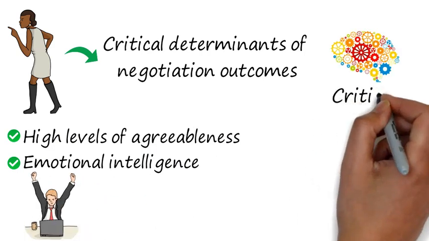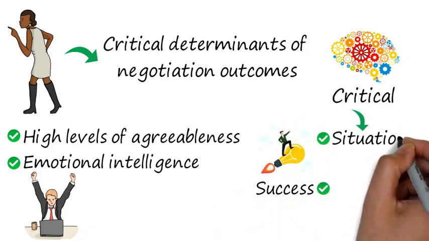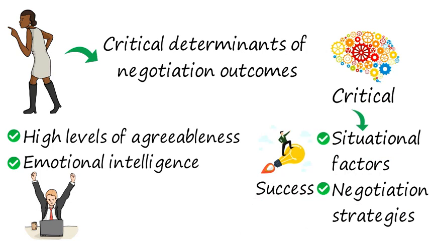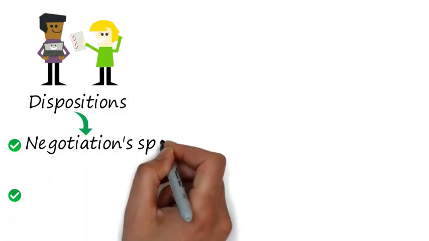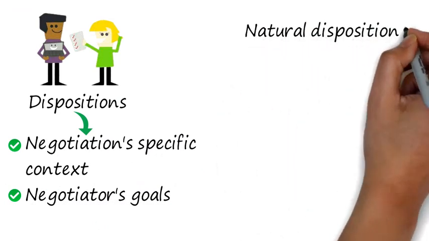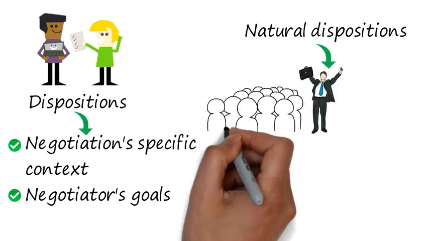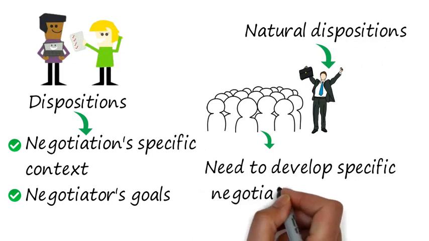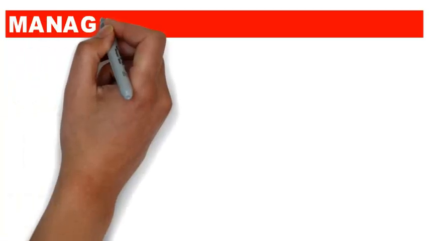Others suggest that dispositions can be critical but are not the only factor determining negotiation success, and other factors, such as situational factors and negotiation strategies, are also critical. The importance of dispositions depends on the negotiation's specific context and the negotiator's goals. While some negotiators may be able to rely on their natural dispositions to be successful in certain types of negotiations, others may need to develop specific negotiation strategies or adapt their behavior to the situation to succeed.